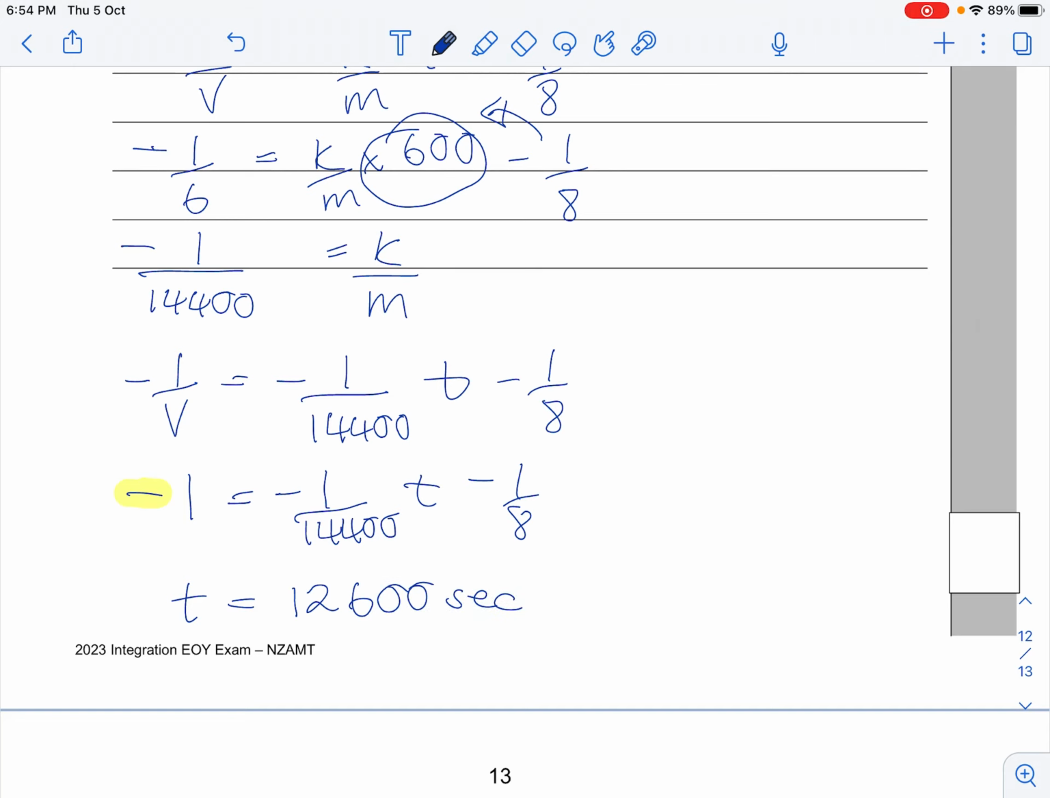You can divide that by 60 if you like to find out how many minutes, and divide by 60 again to find how many hours.